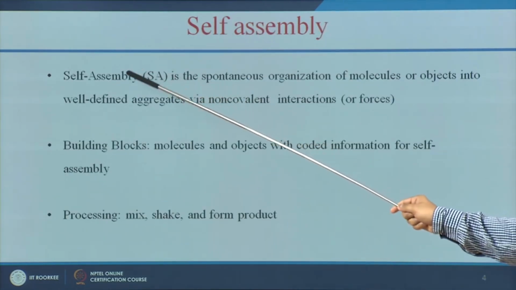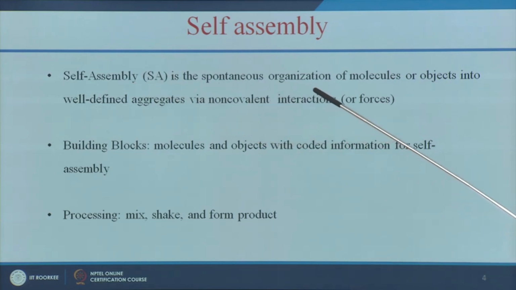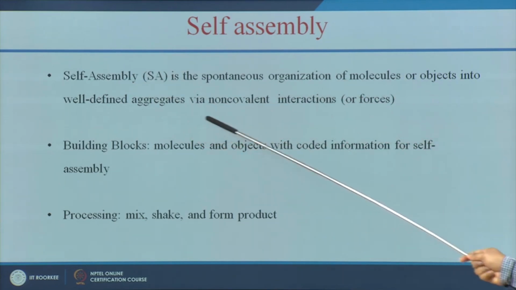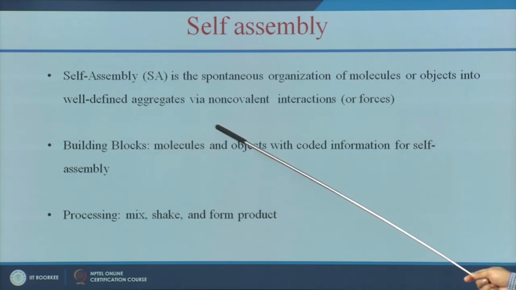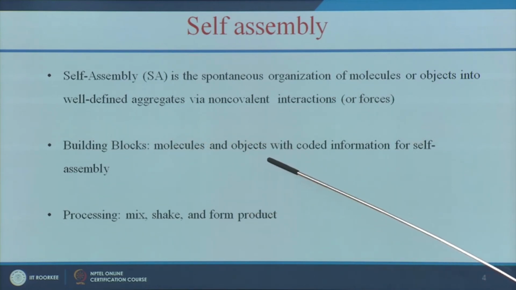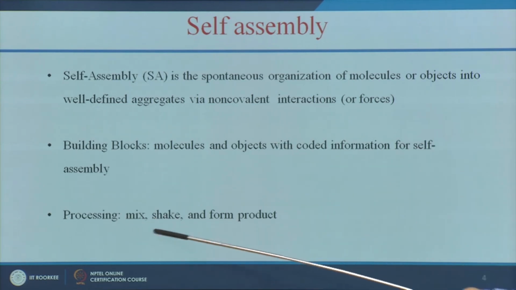So what is self assembly? Self assembly is a spontaneous organization of molecules or objects into well defined aggregates via non covalent interactions or forces. Okay. So here the building blocks are molecules or any objects with the coded information for self assembly, and here the process is mix and shake and it will form the product.